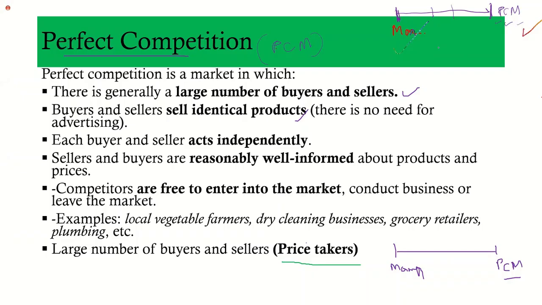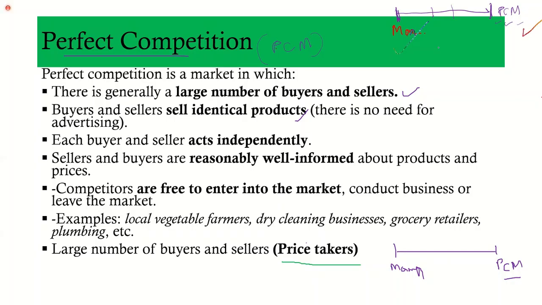Perfect competition, or a perfectly competitive market, what does that mean? The name gives you a clue that there is perfect competition among the firms or the sellers in the market. We say that there is generally a large number of buyers and sellers, right? Hundreds or thousands of sellers and buyers in the market.